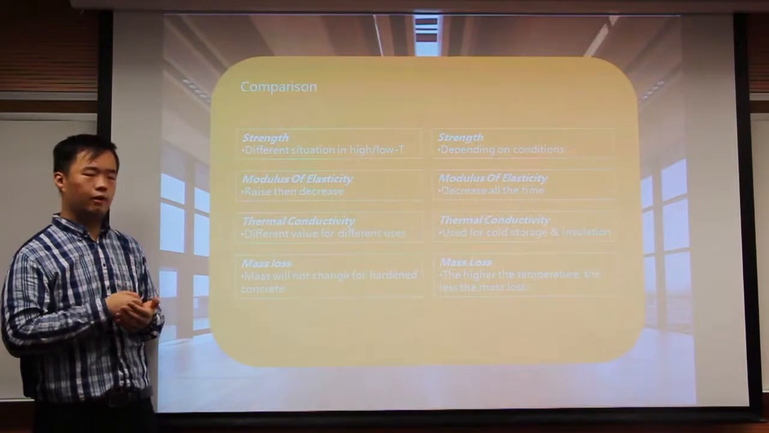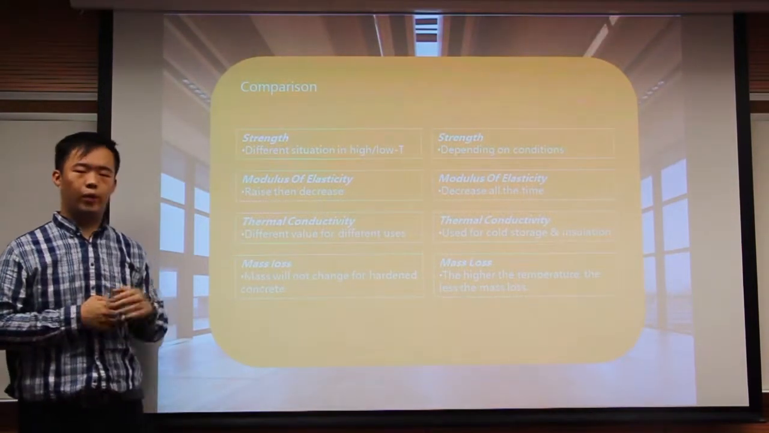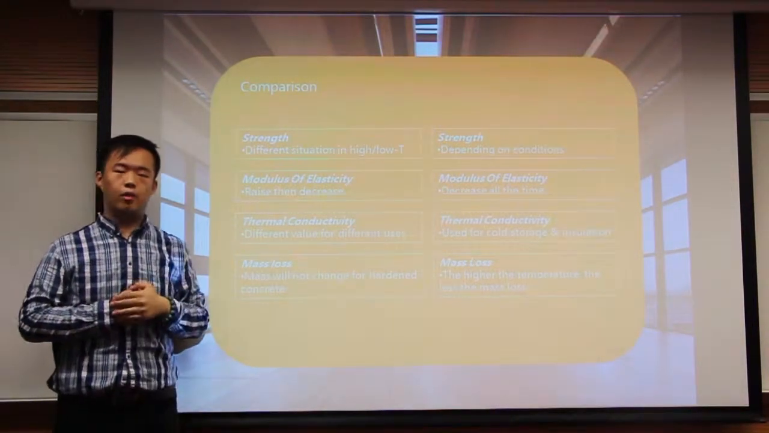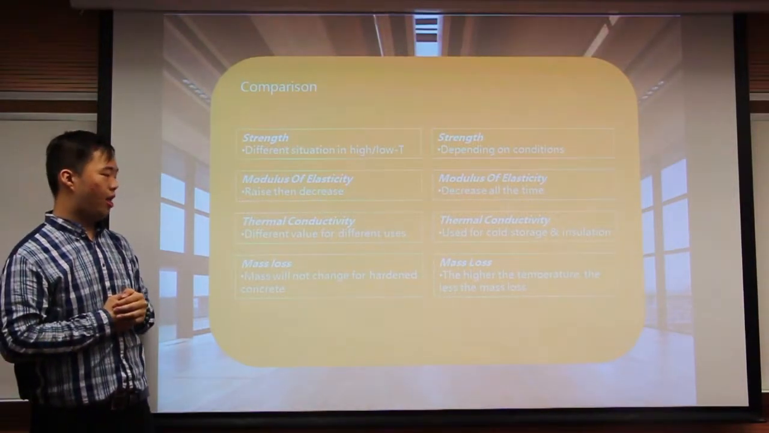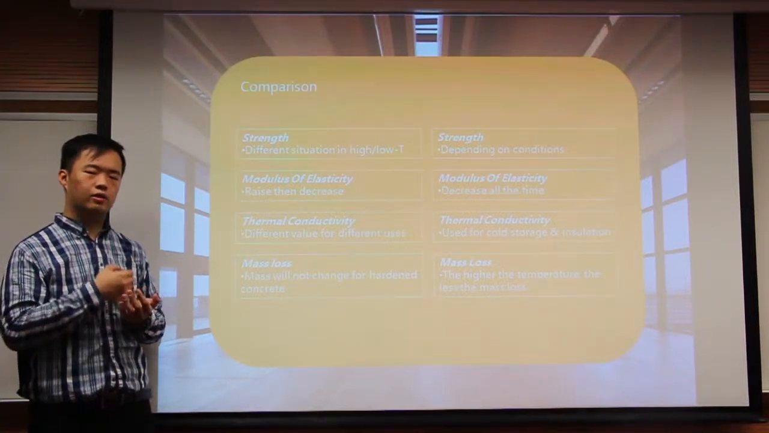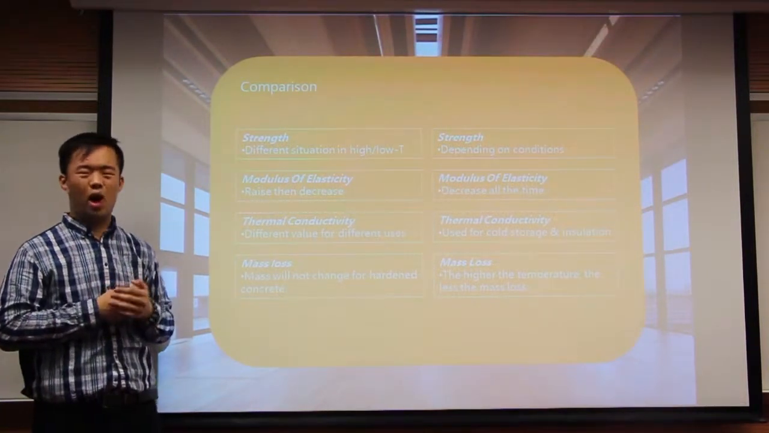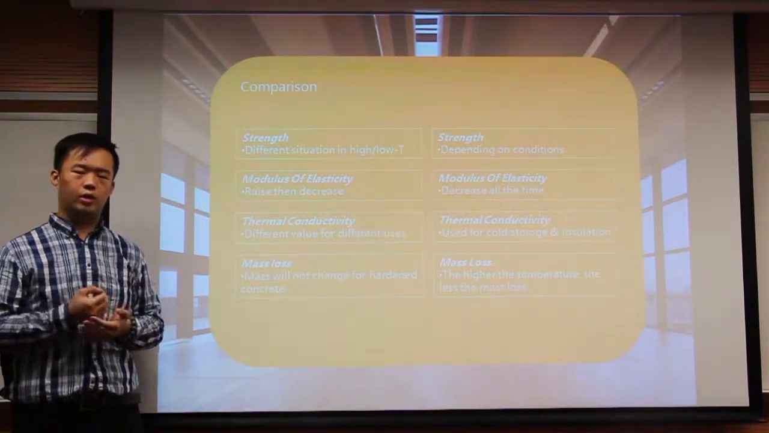And for the modulus of elasticity, you can see for the concrete, there will be a rise first and then a decrease. But for the timber, it will always decrease. And next, we'll talk about thermal conductivity. Why do we talk about thermal conductivity? Because the typical value for timber is quite lower than concrete, and always quite lower than some ordinary materials.